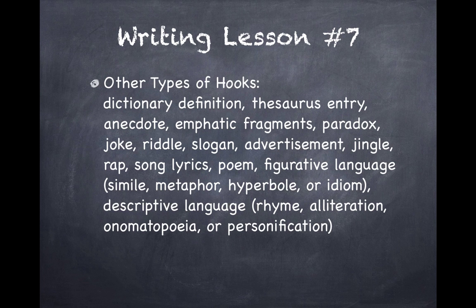A dictionary definition would basically be looking up your word in the dictionary and providing the definition. If you want to, you could include the part of speech and pronunciation too. The source entry would be similar, except you would list synonyms for whatever word you're focusing on. An anecdote would be a little short story about your topic. Emphatic fragments would be using incomplete sentences on purpose. Paradox may be a little bit more advanced for this grade level, but it's basically a statement that seems to contradict itself.